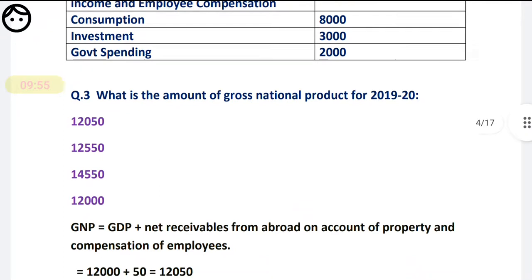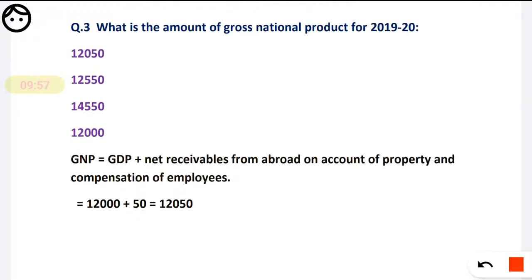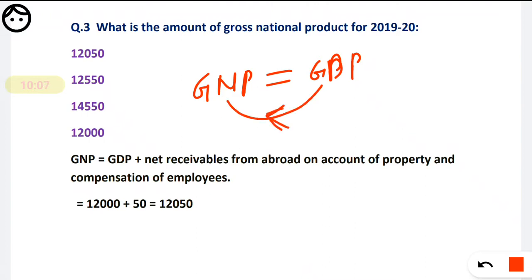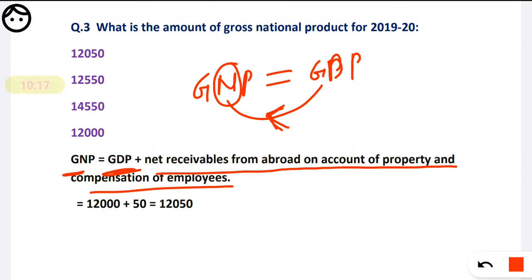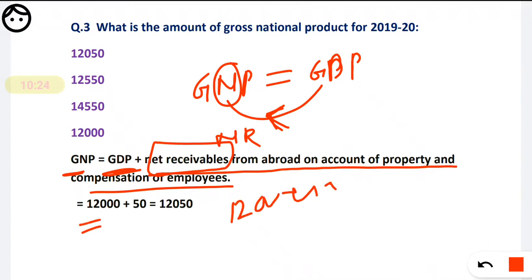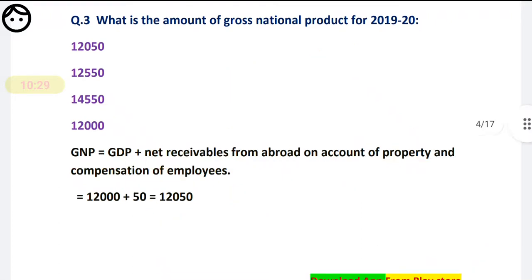Okay, so remember, very easy, just write it in capitals. For example, GNP we have to find from the GDP, because we are having the GDP value here. So how to find it? We want the nationality, that means nationality is considered. That's why GNP is equal to GDP plus net receivable from abroad on account of property or compensation. Okay, just remember net receivable, NR. So when you add this, you will get 12,000 plus 50, you will get 12,050. Okay, very easy. Now next question, question number 4.